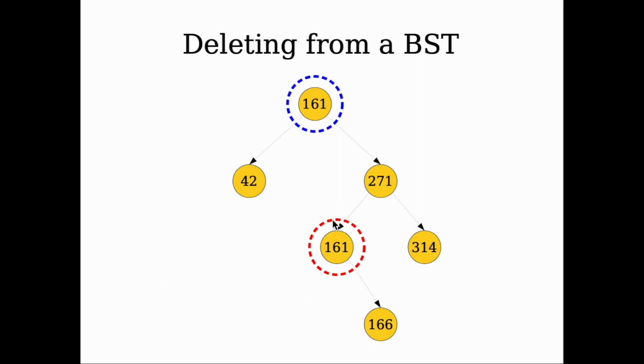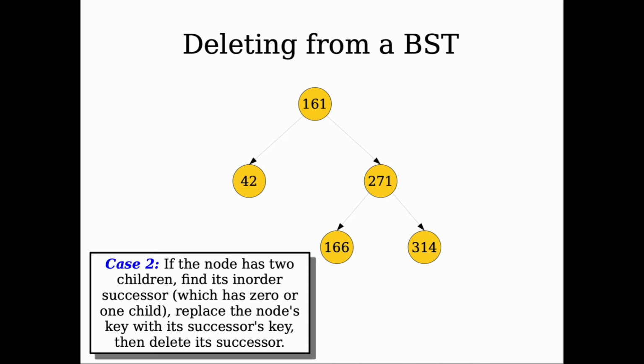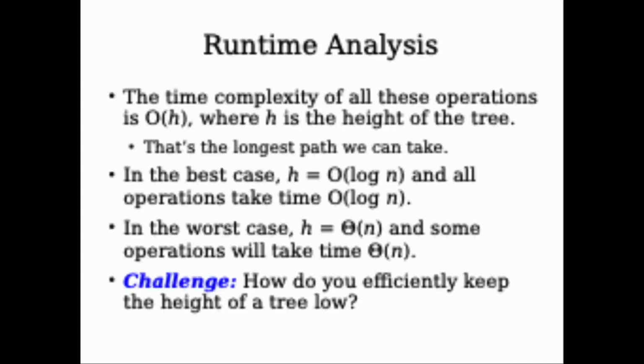Okay. So, since deletion of this key will use yung case 1 natin kanina, what we will do is to remove this one and replace it by its only child. So, ito ay magiging 166, just like what happened here. Okay? So, just to summarize, case 2 is when we have two children. What we need to do is to find its in-order successor, which has 0 or 1 child, replace the node key with its successor key, and then deletes its successor.